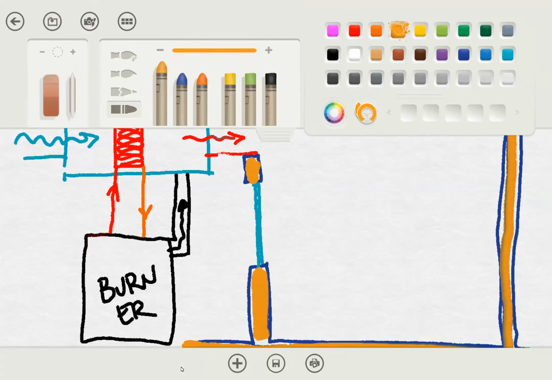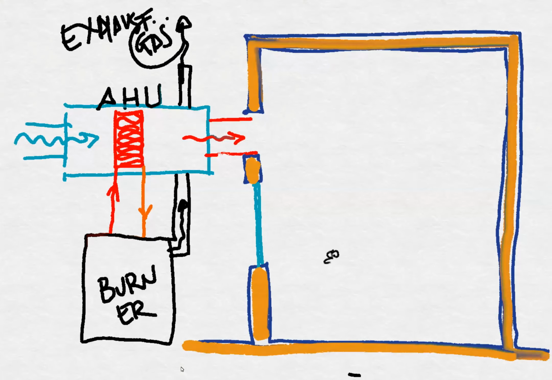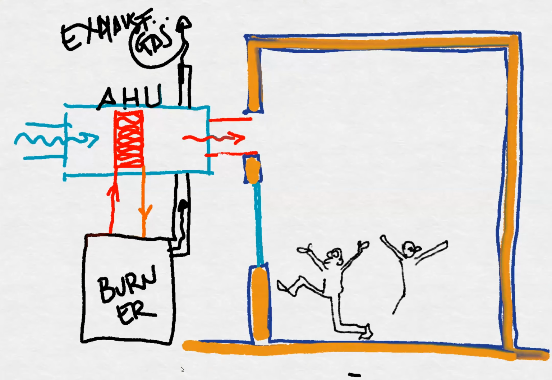And what do we have in our building? Well, we need people. So there will be people here practicing an activity. There will be different people, and those people will be just moving, sweating.